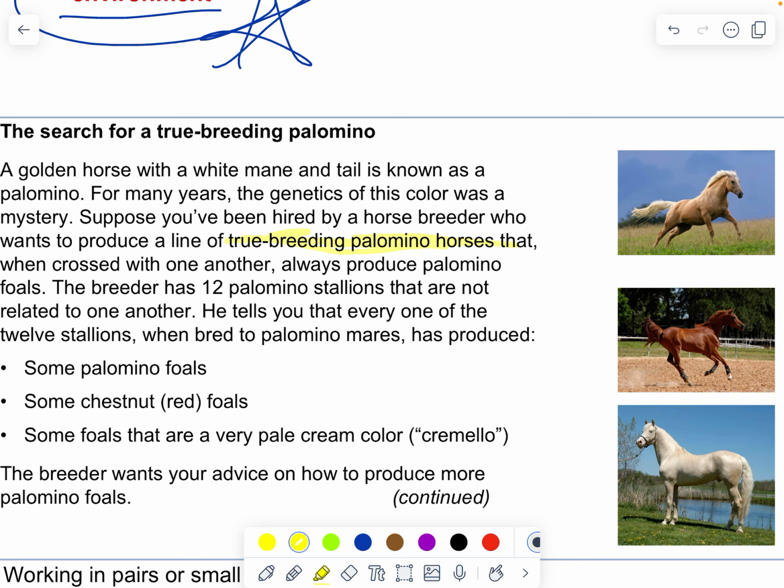The breeder has 12 palomino stallions that are not related to one another. He tells you that every one of the 12 stallions, when bred to palomino mares, has produced some palomino foals, some chestnuts, and a very cream one called Cremello.